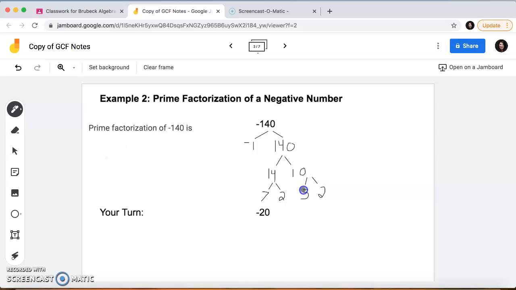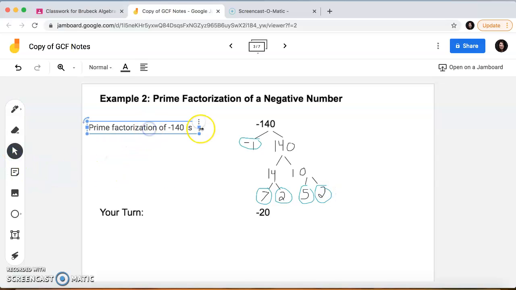That's a 5. And then you just circle the ends of your factor tree. So -1, 7, 2, 5, and 2. So the prime factorization is going to be -1 times 7 times 2 times 5 times 2.